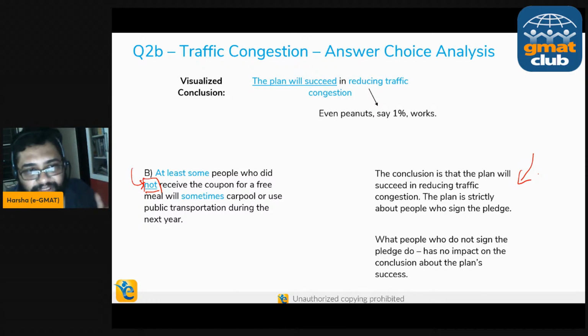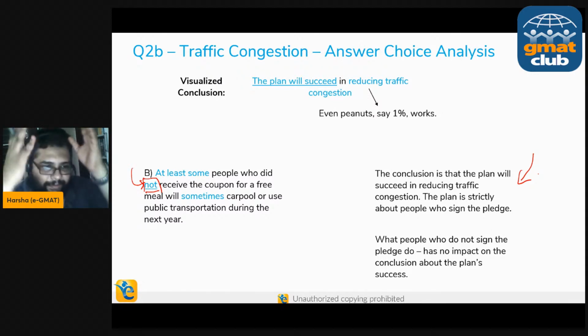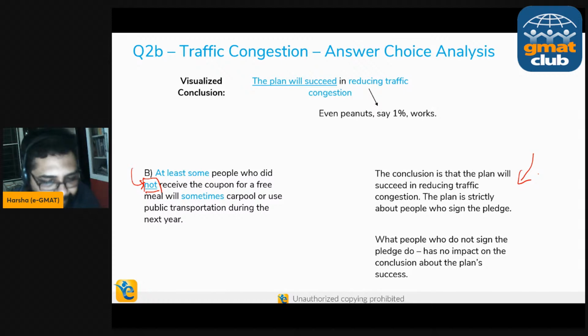The plan is about those people, whether thanks to them this plan will actually succeed. What is option B saying? It's talking about people who did not receive the coupon, or in other words, people who did not sign the pledge, whether they carpool or not. Even if these guys start carpooling and somehow contribute to reducing traffic congestion, it would not be considered the success of the plan. The success of the plan is predicated on people who signed the pledge. Okay, so I think this point was fairly clear.